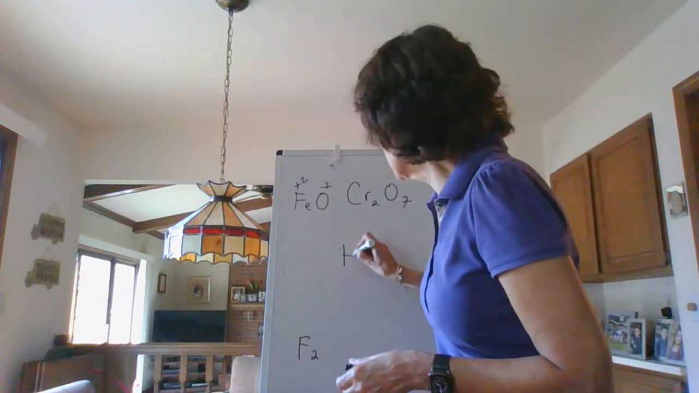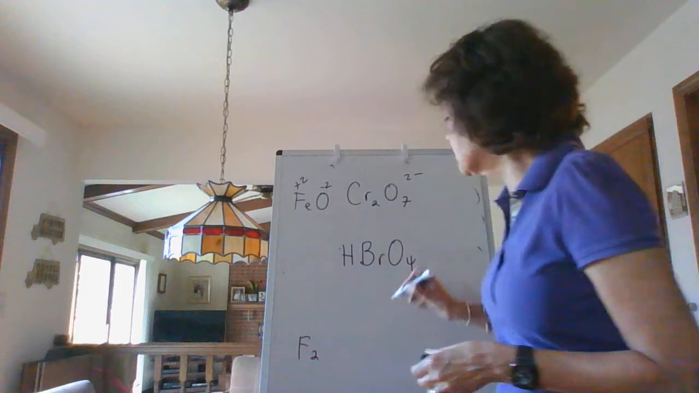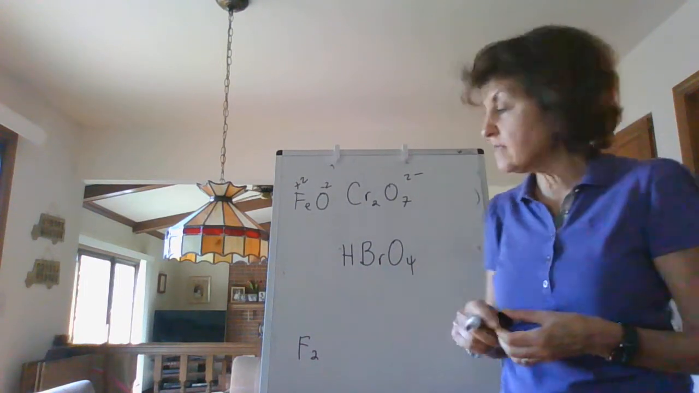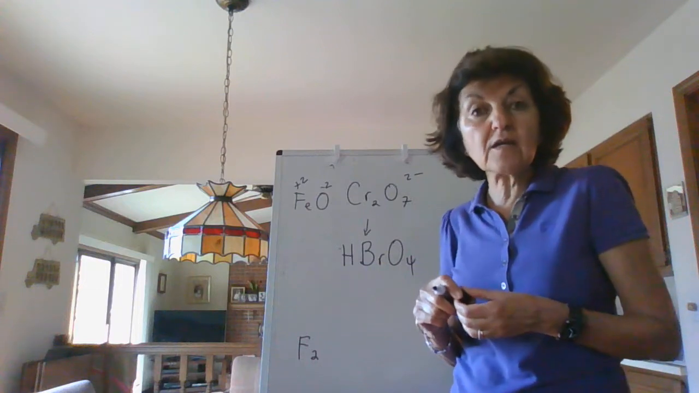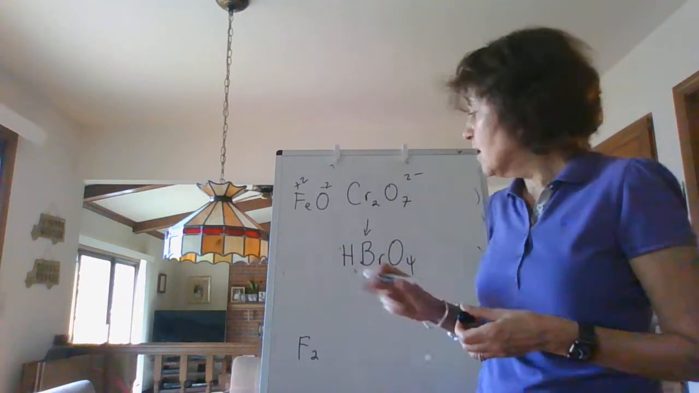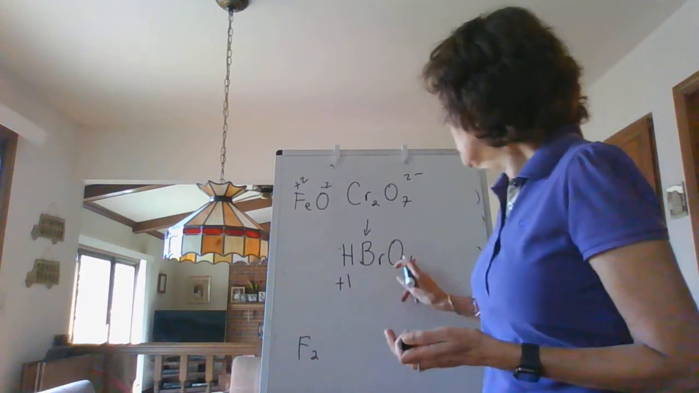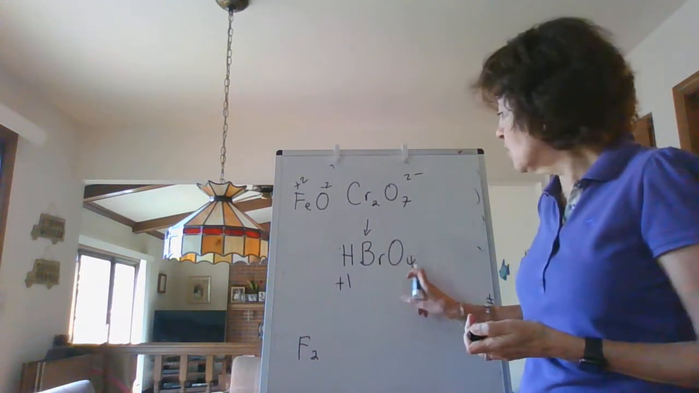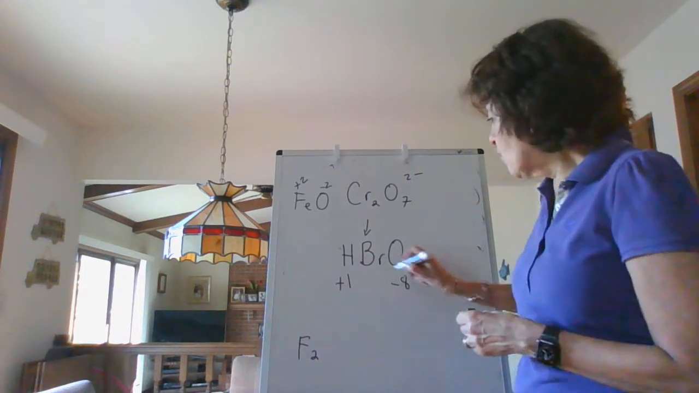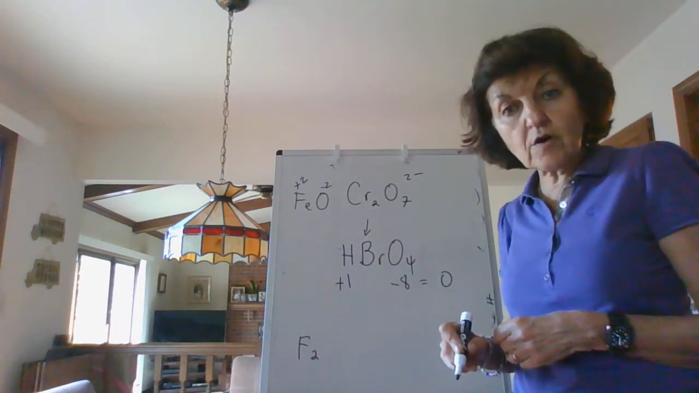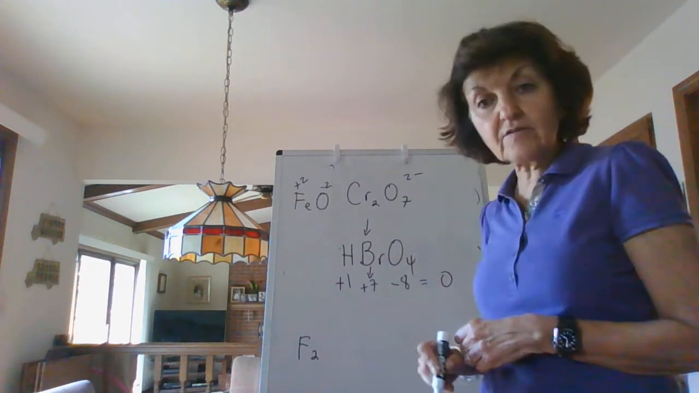Okay, last couple of ones. Let's say I had perbromic acid. This is perbromic acid. And I want to know the oxidation number of the bromine in perbromic acid. Okay, the rule is hydrogen is +1, oxygen is -2, times 4 is -8, and all of this has to equal 0, so the bromine must be +7.